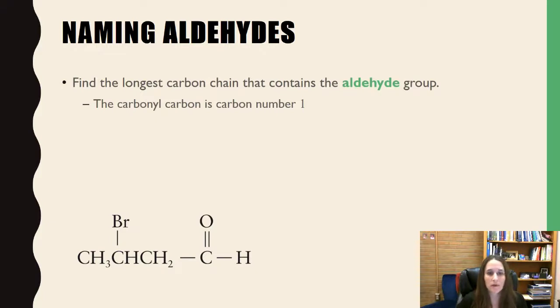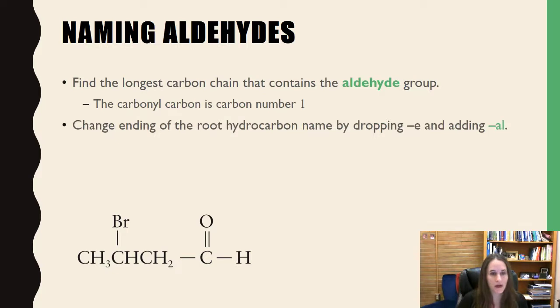So step one, we're going to name the longest carbon chain that contains the aldehyde group. That's important. This has to be one of the carbons, and it has to contain that. The carbonyl group is carbon 1. So that means we don't actually have to locate it, because this is carbon 1. This is the special group that determines that this is an aldehyde, so it gets to be carbon 1. Then we're going to change the root of that hydrocarbon name. This has 1, 2, 3, 4 total carbons, so we're going to have butane, but we're going to drop the E and add an al.